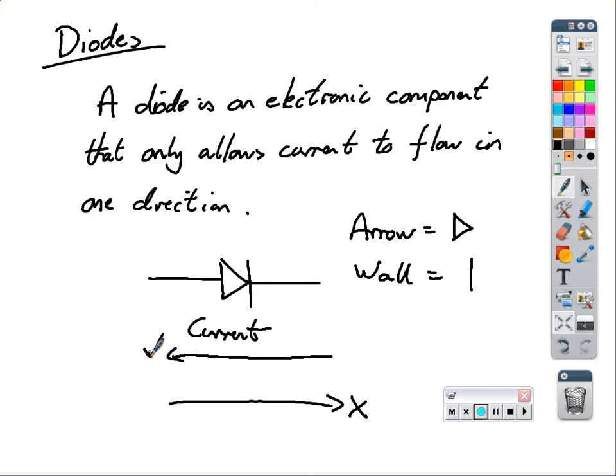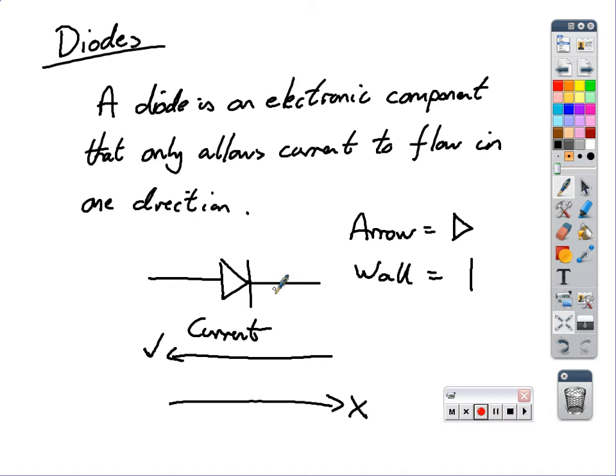Okay, so it can flow right to left there. It can't flow left to right. So it can flow this way, but it cannot flow that way. Now, if you think about it in terms of an arrow on a wall, you can't shoot arrows through walls. You can't shoot this arrow through the wall, so you can't make current go that way. You can't make it go left to right. That's how we remember which way current flows.